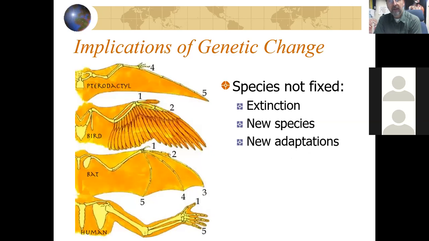And so the idea of genetic change meant that species weren't fixed, that we should expect extinction, but also new species and new adaptations could evolve. And this kind of explains some of the similarities between existing animals, that they shared a common ancestor, and those ancestors might be far, far back.